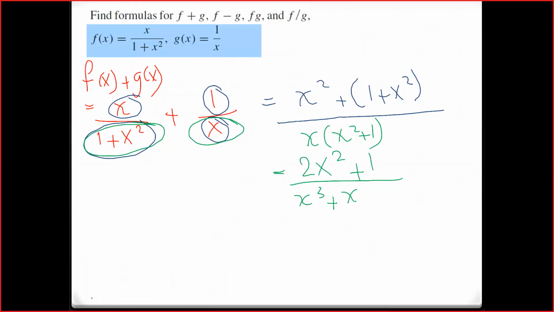Yes. Miss? Yes, Lana. We cannot cancel the x squared plus 1 with the 1 plus x squared? Because here it's added, not multiplied. Okay, here you have an add and plus sign. If they are multiplied, you can cancel them. But if they are added, you cannot cancel them.